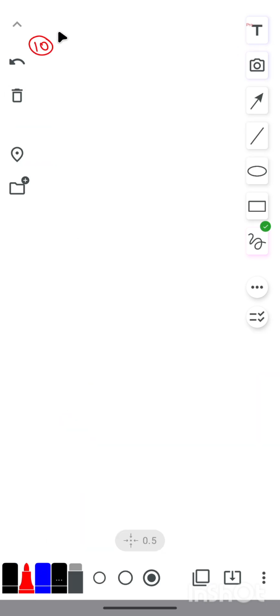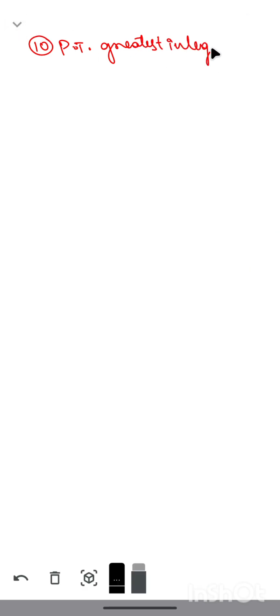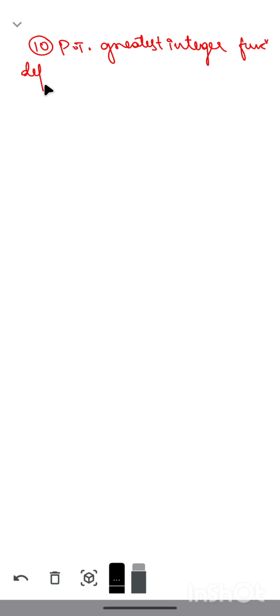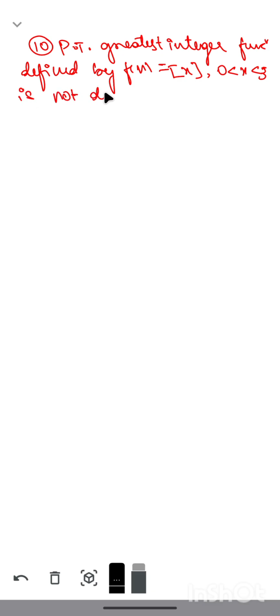Prove that the greatest integer function defined by f of x is equal to greatest integer value of x, where the value of x is in between 0 to 3, is not differentiable at x is equal to 1 and at x is equal to 2.